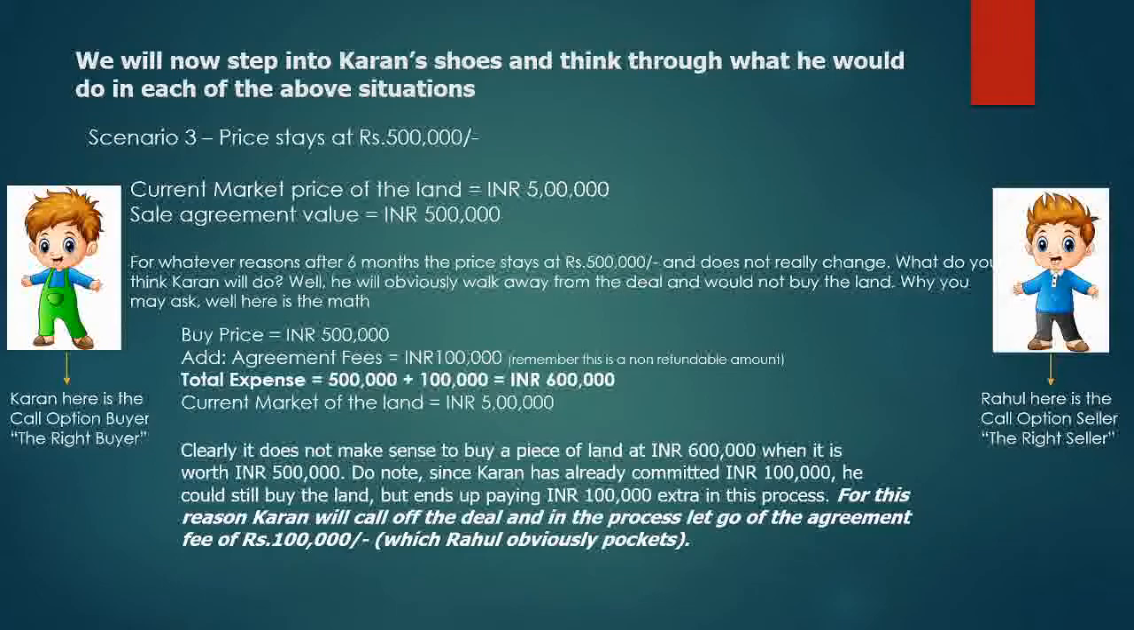So in this case, he will call off the deal and let go of the agreement, for which Rahul will benefit from this deal because he will be getting 1 lakh and he can sell his land at 5 lakh and earn 6 lakh rupees from the entire deal.